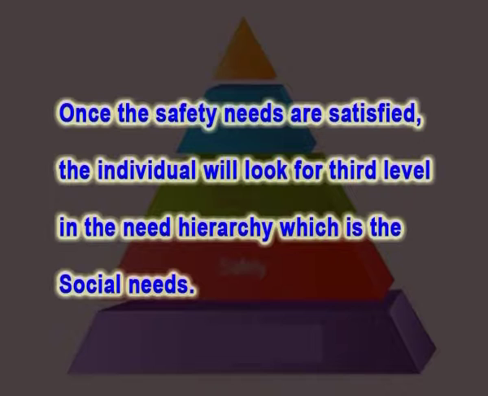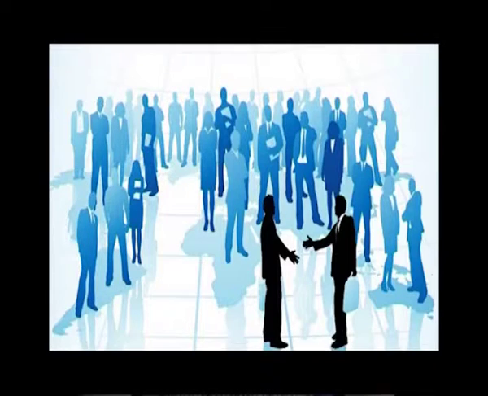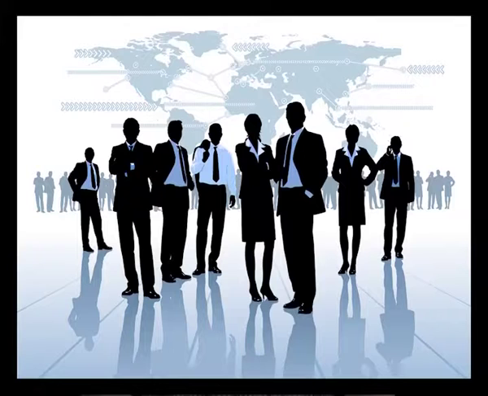Once the safety needs are satisfied, the individual will look for the third level in the need hierarchy, which is the social needs. This level comprises the need for belongingness, recognition, affection and love, as every individual aspires to be loved by others, to be associated with others. Deprived of these needs, an individual wants them as intensely as a hungry man wants food.